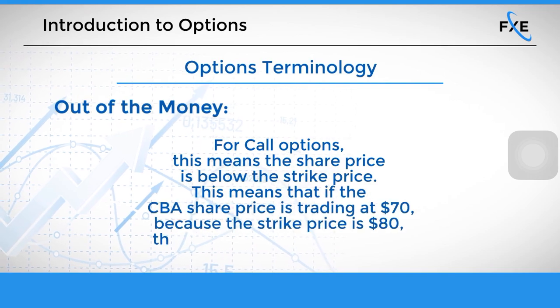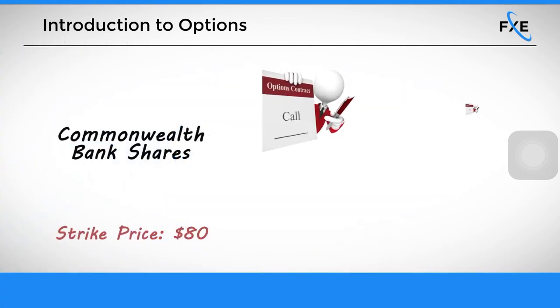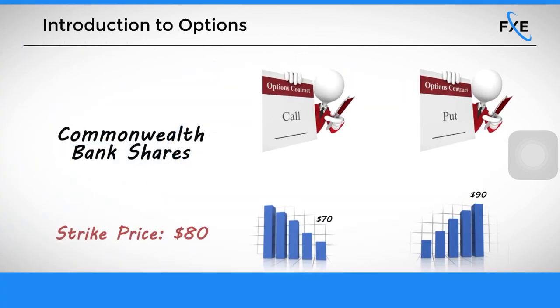Out of the money. For call options, this means the share price is below the strike price. This means that if the CBA share price is trading at $70, because the strike price is $80, the option is out of the money. In the case of put options, this means that the share price is above the strike price. Using the previous example, this means that if CBA share price is trading at $90, because the strike price is $80, the option is out of the money.